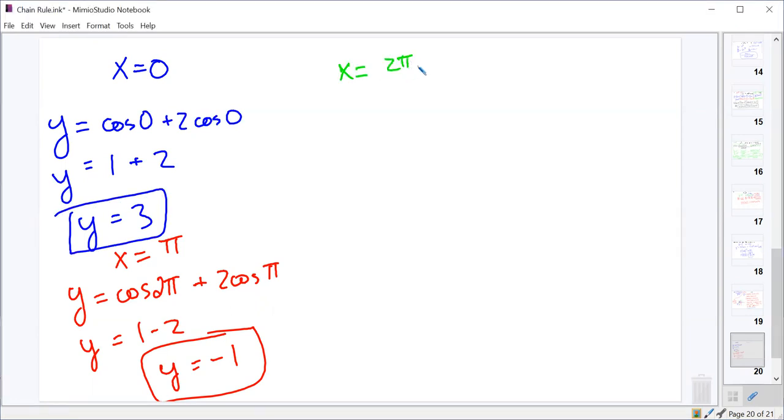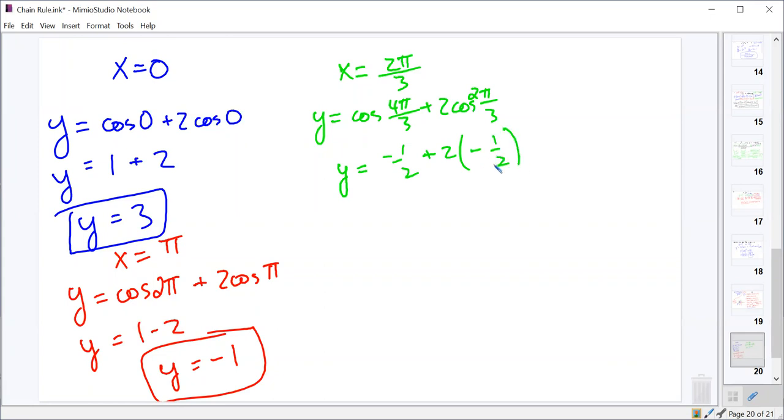And then what was the next one? We had 2 pi over 3, is that right? So y equals the cosine of 4 pi over 3 plus 2 cosine pi over 3. What's the cosine of 4 pi over 3? -1/2. Plus 2 times the cosine of, oops, that should have been 2 pi over 3. And the cosine of 2 pi over 3, like we just said a minute ago, is also -1/2. So we got -1/2 minus 1. So we get y equals -3/2.